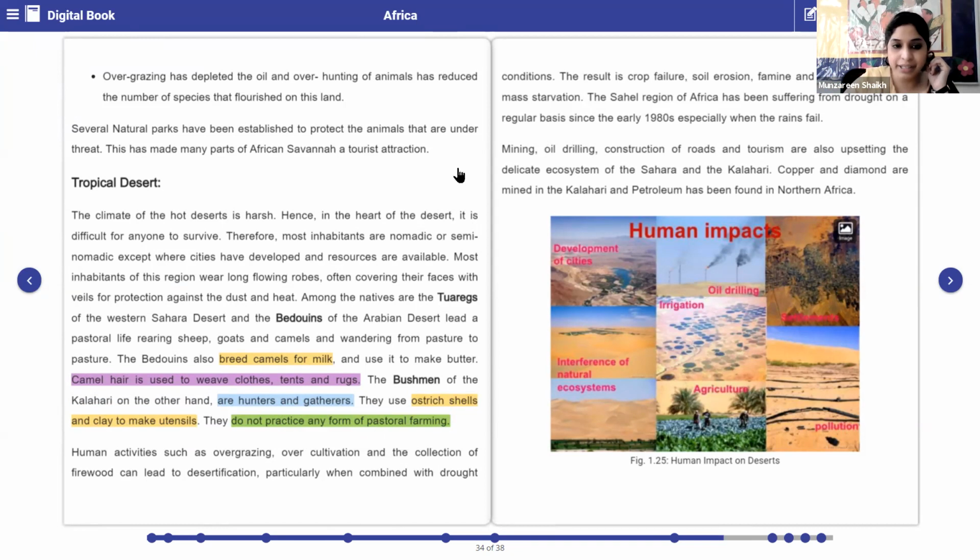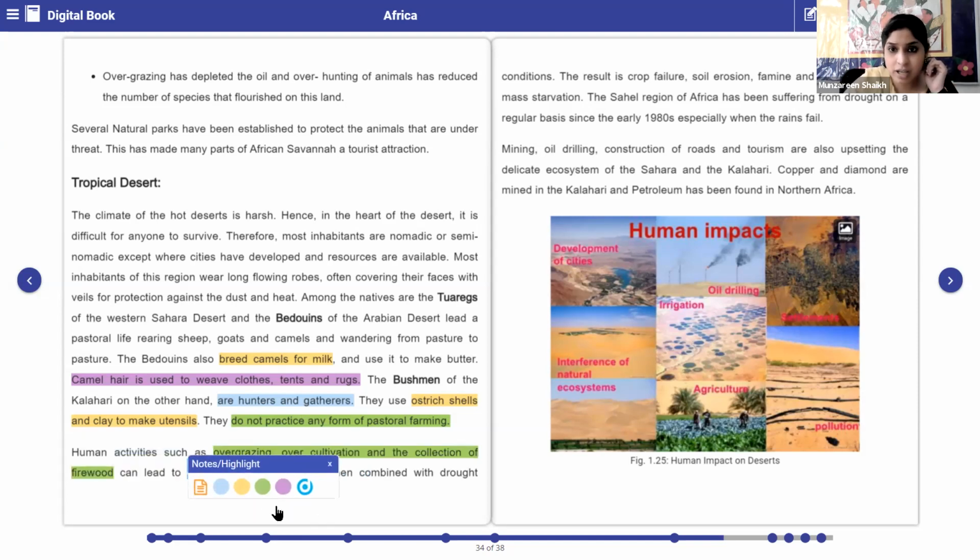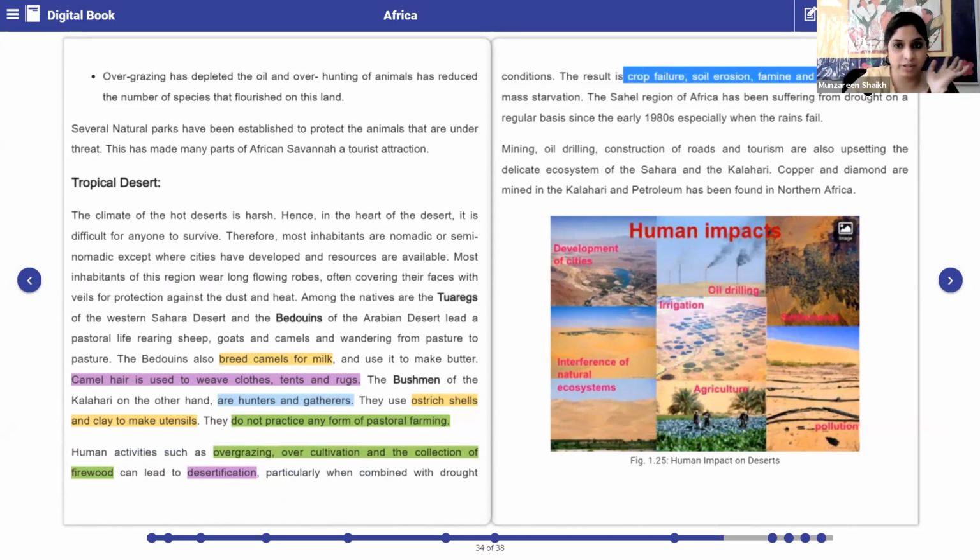Human activities such as overgrazing, overcultivation, and collection of firewood can lead to desertification, particularly when combined with drought conditions. The result is crop failure, soil erosion, famine, and hunger, leading to mass starvation. The Sahel region of Africa has been suffering from drought on a regular basis since the early 1980s, especially when the rains fail.